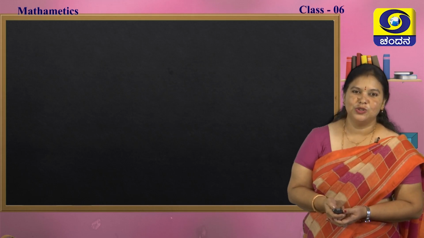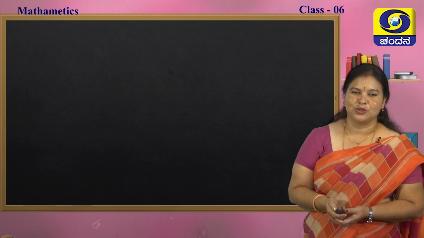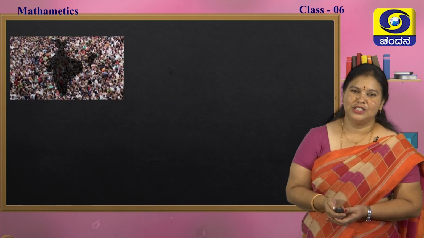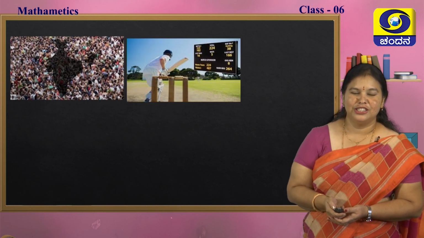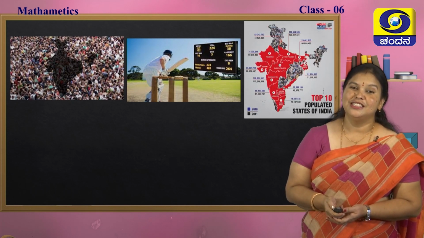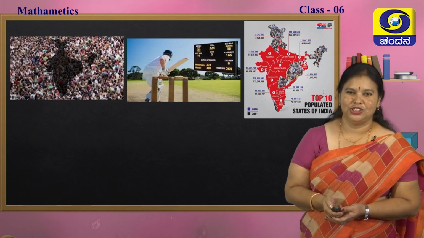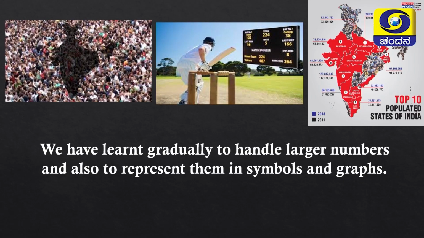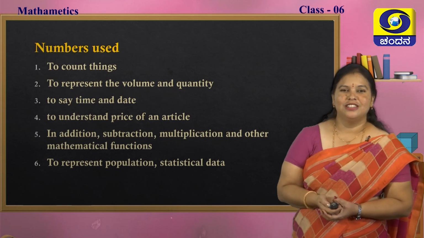Like this, we are using numbers in different ways also, like counting population or counting scores. Like this, we can use numbers in different ways and in different situations. So, we have learnt gradually to handle larger numbers and also to represent them in symbols and graphs. Just recall what we learnt now.